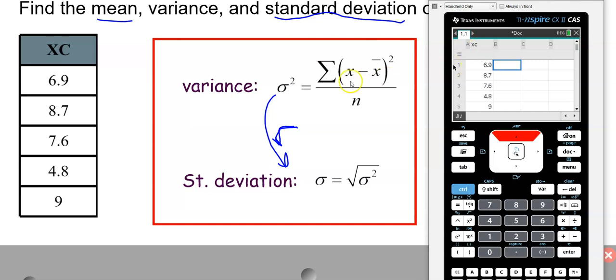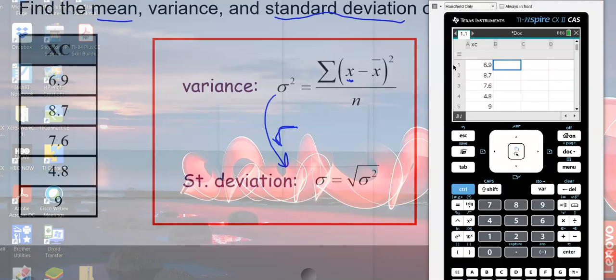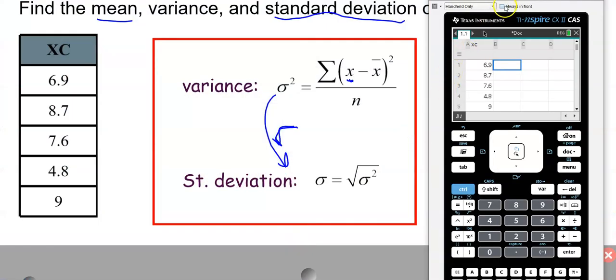What we're going to do is this formula in reverse. So if you see the X there, that is like your XC column. Those are all your different X values, and there's 5 of them. X bar is the mean of the data values. So X bar is the mean.